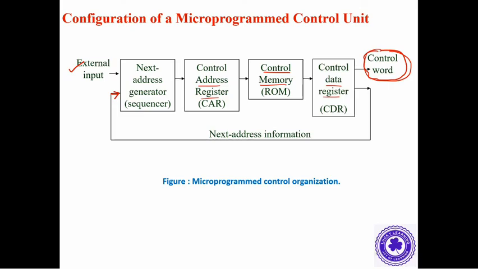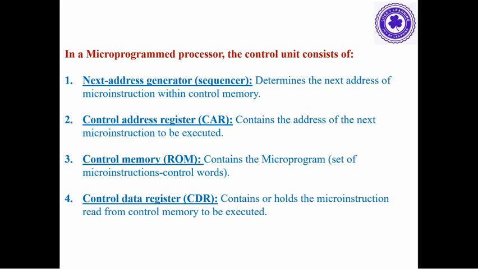So what we have in this configuration of a microprogrammed control unit is a next address generator. What is the next address generator for? For determining the next address of the micro instruction within the control memory. And what does the control address register contain? The address of the next micro instruction to be executed. What is control memory? We are assuming control memory is a ROM. It is nothing but static microprogramming, meaning the microprogram is already available in the ROM circuit.